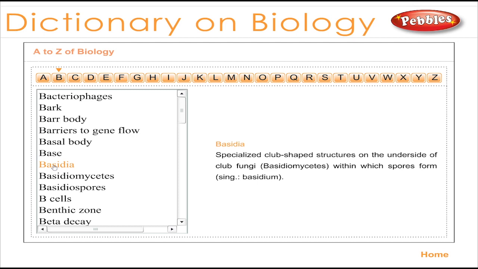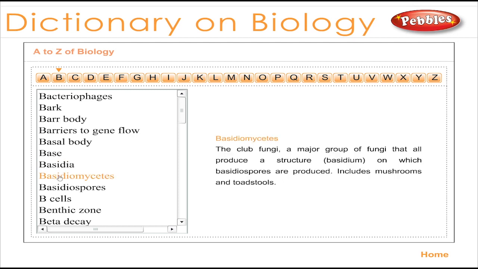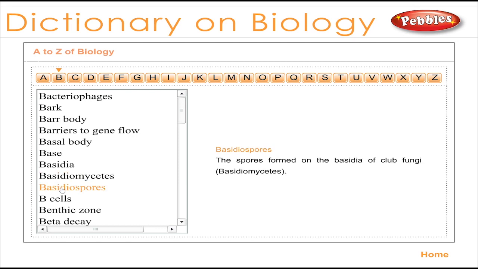Basidia, specialized club-shaped structures on the underside of club fungi within which spores form. Basidiomycetes, the club fungi, a major group of fungi that all produce a structure or basidium on which basidiospores are produced, includes mushrooms and toadstools. Picture. Basidiospores, the spores formed on the basidia of club fungi, which is the Basidiomycetes.